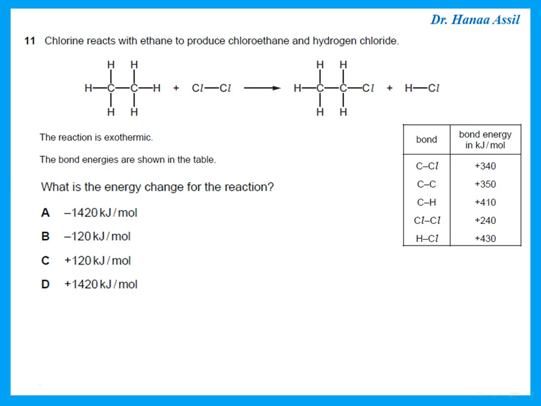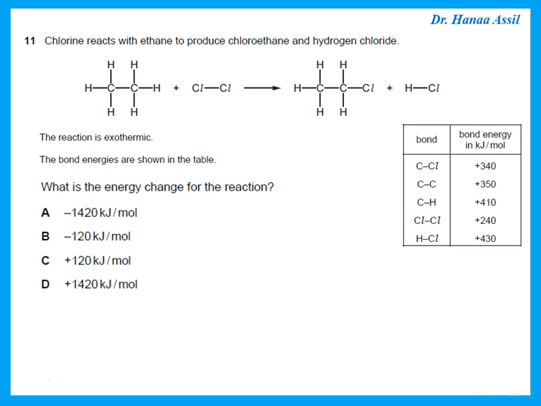Chlorine reacts with ethane to produce chloroethane and hydrogen chloride. The reaction is exothermic. He gives me the bond energies in the table and he's saying what is the energy change. So I'm trying to calculate delta H from bond energy.